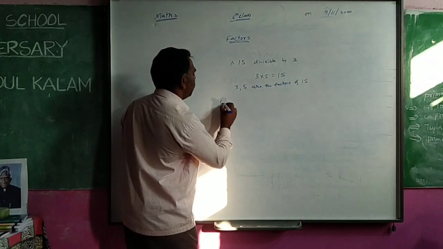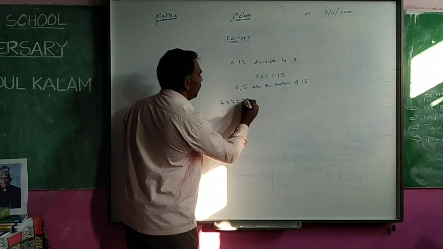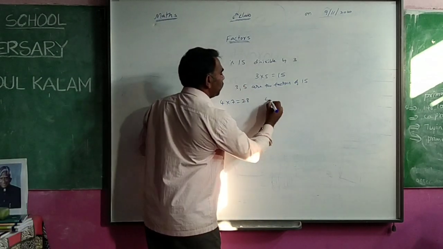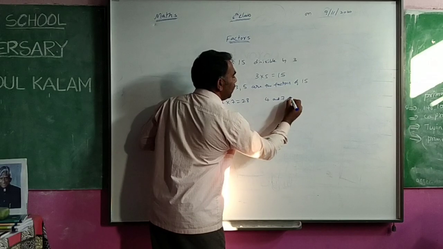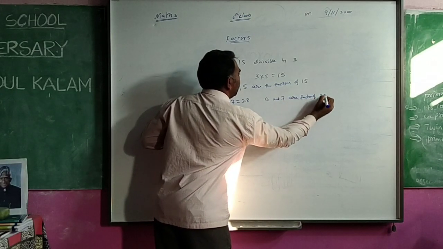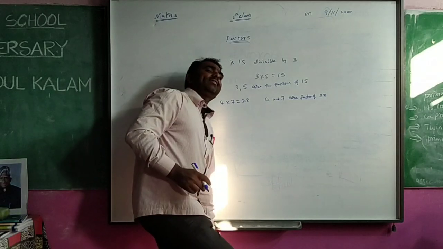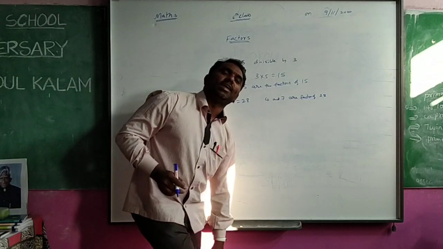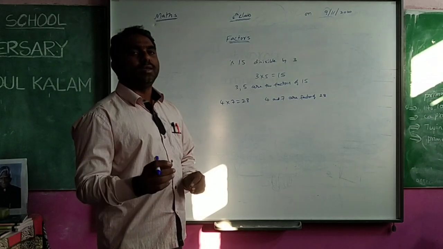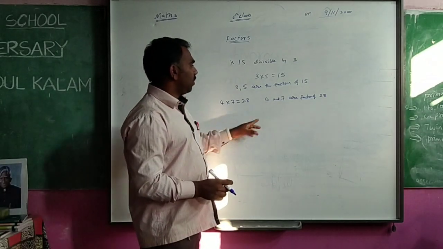You see this, 4 7s are 28. What is the meaning of this? 4 and 7 are factors of 28. So easily I think you understood what is the meaning of factor.